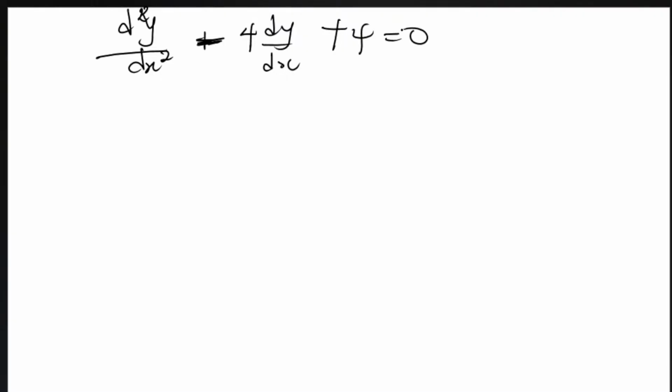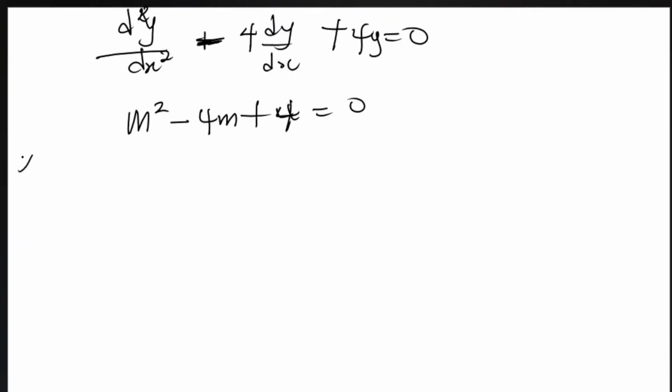What do we do? The first thing is to check if it's homogeneous. Yes, it is homogeneous because it is equated to 0. The second thing is to get the auxiliary equation for our given ordinary differential equation. Now, your auxiliary equation will be m squared minus 4m plus 4, and this will be 0.